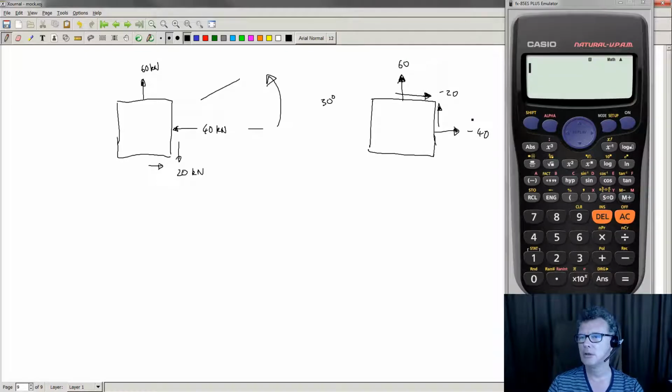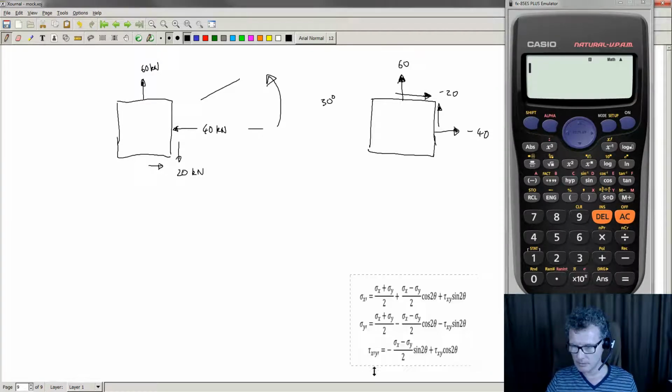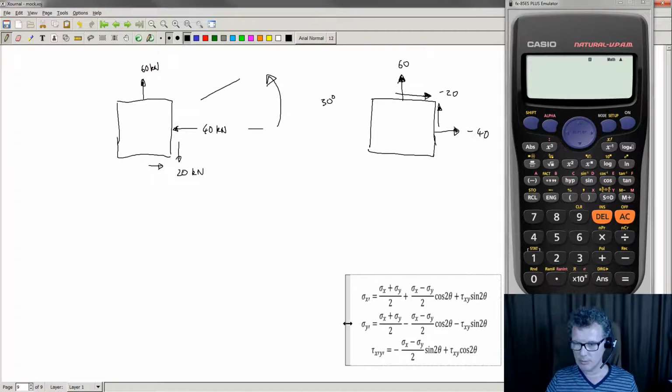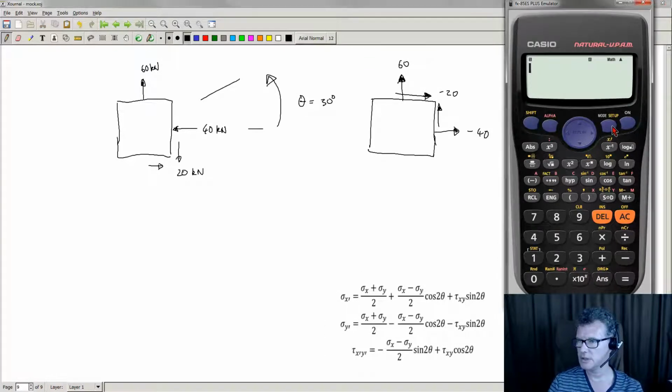Okay, so once you've got it looking in that form, you're ready to use your transformation equations. And our transformation equations will come from the formula sheet. Let's put them down here. Basically, all we've been asked to do is to plug our numbers in here, and our theta will be 30 degrees. So let's set this into degrees.